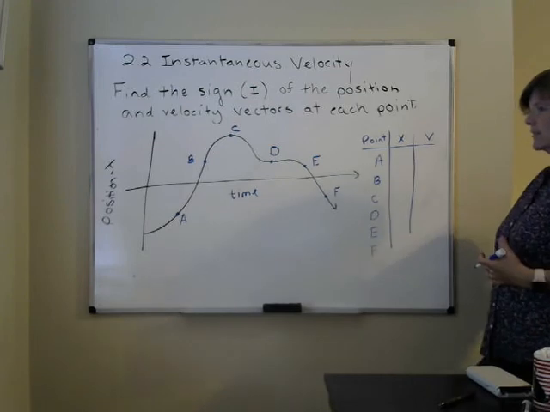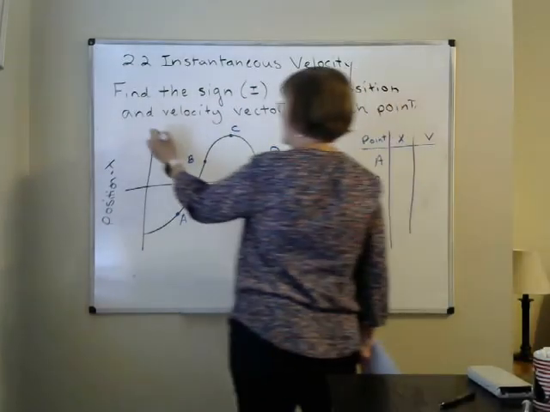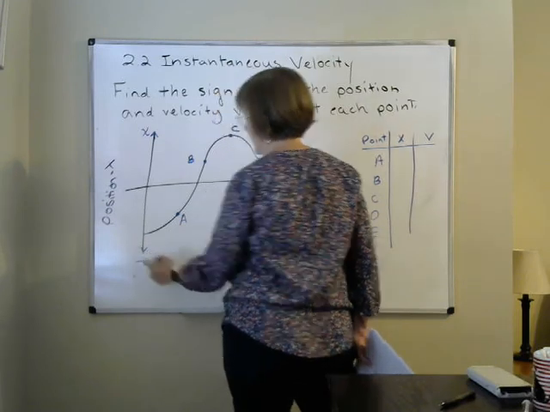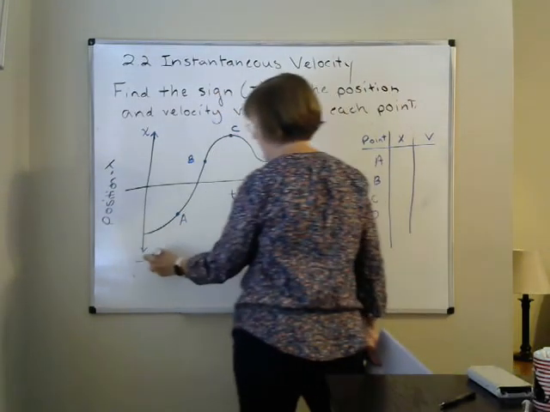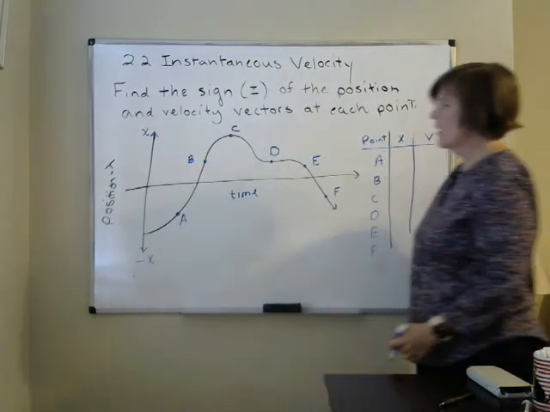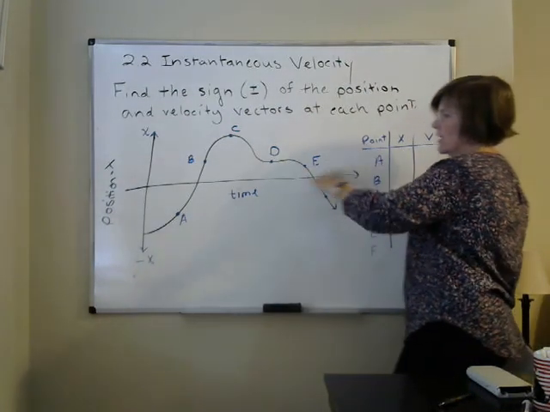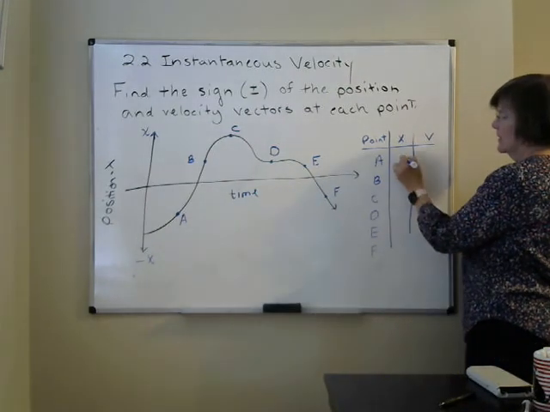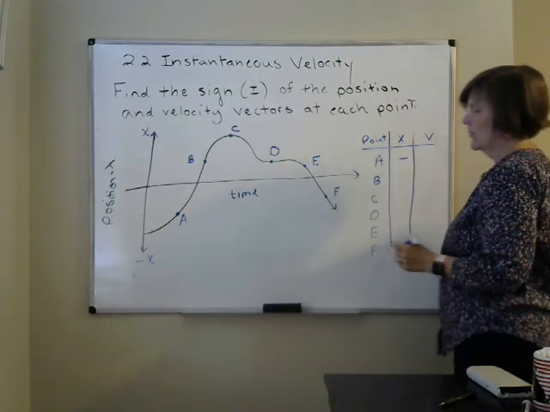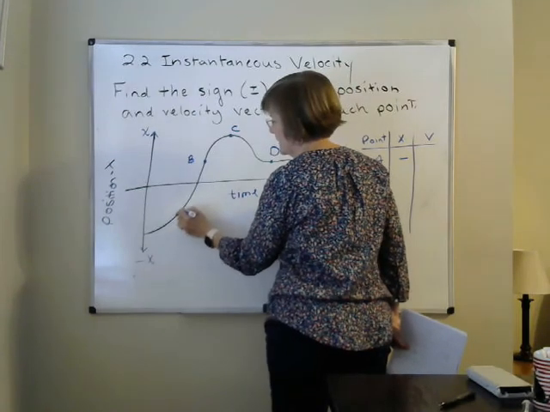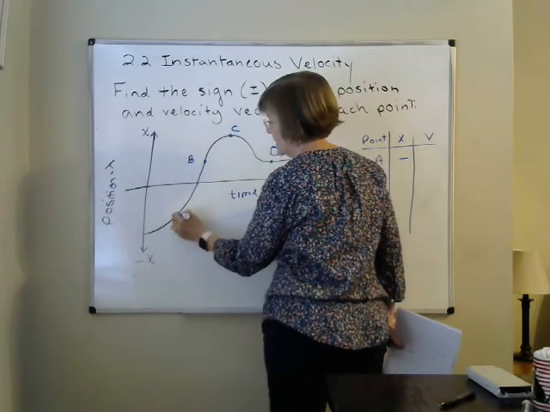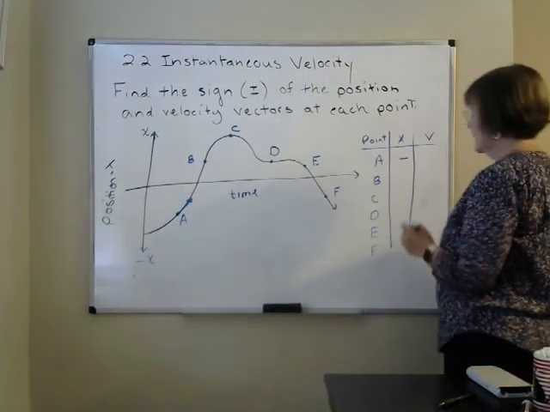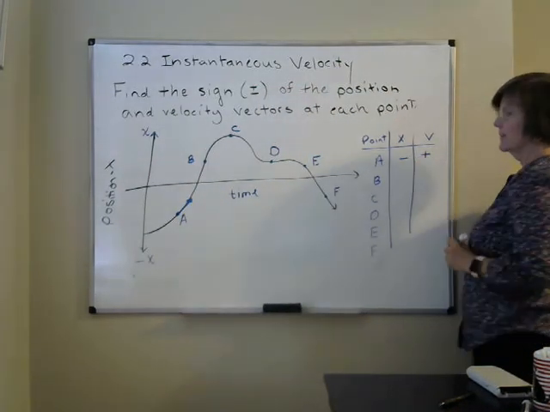Well, let's look at the position at point A. We know that this end of the number line would be positive, this end would be negative. So we're starting off below this horizontal axis. So this is a negative position. But I want us to look at the slope. The instantaneous velocity is the slope of this line. This velocity points that direction. So that's a positive velocity.